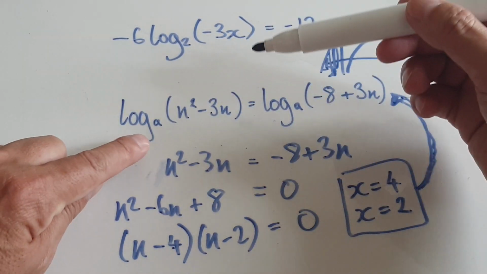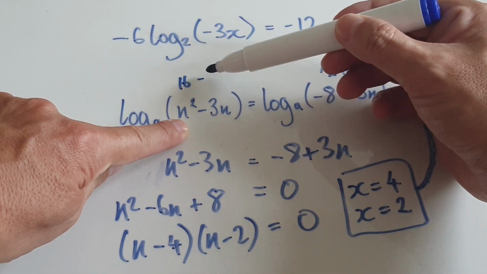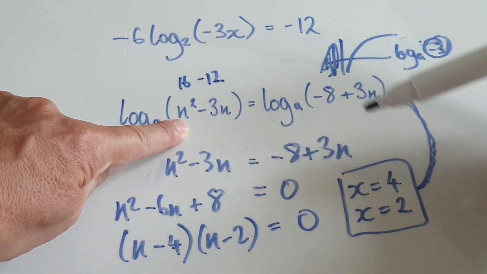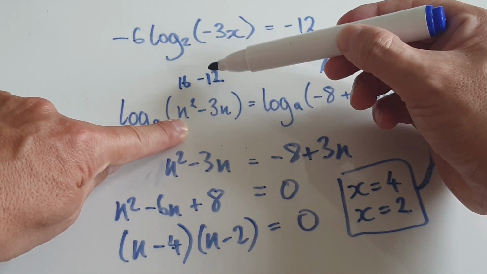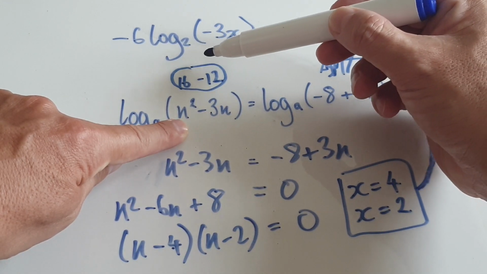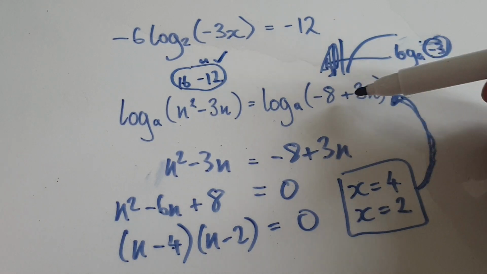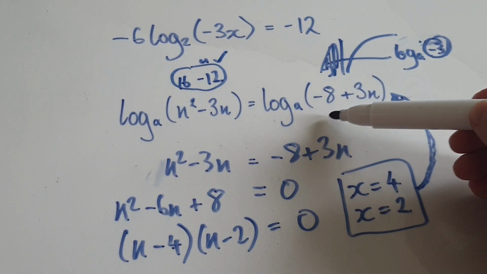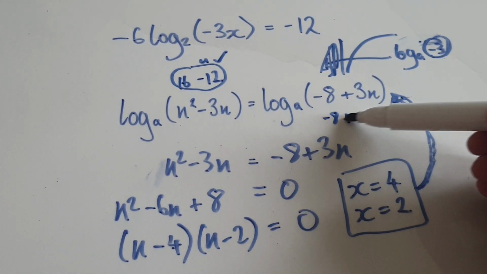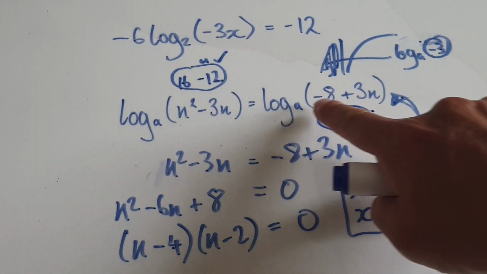So put 4 in here. 4 squared would be 16. Put 4 into here, negative 12, take away 12. This would then be a positive 4. This is okay. Now put a 4 into here to make sure that is positive. So negative 8 plus 12. That's okay, because this thing here is a positive number.